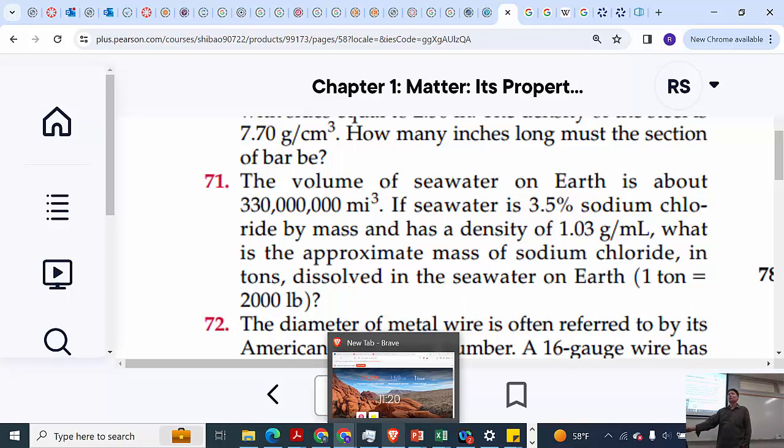We call those things extensive versus intensive. Like 3.5% is intensive. It doesn't matter how much ocean you have, it's always 3.5%. The density is intensive. Does it matter if you have a little ocean or a big ocean? No, it's still always going to be 1.03. 330 million cubic miles. Is that extensive or intensive?